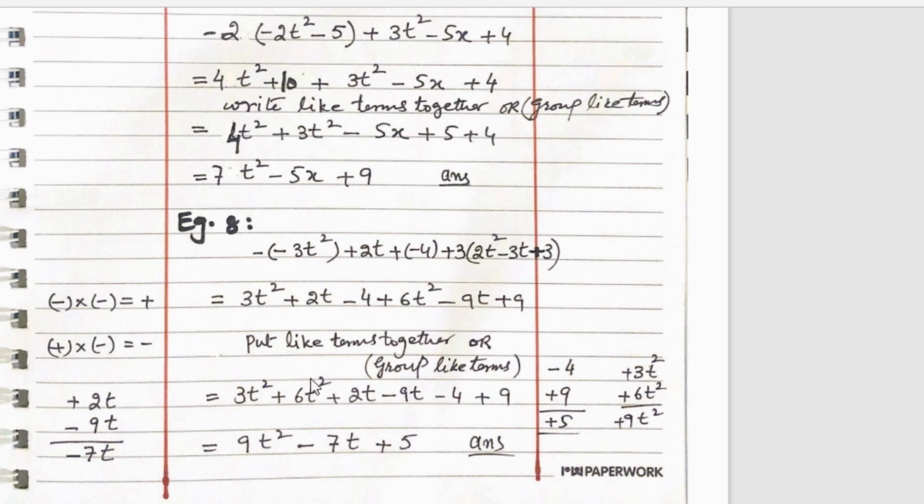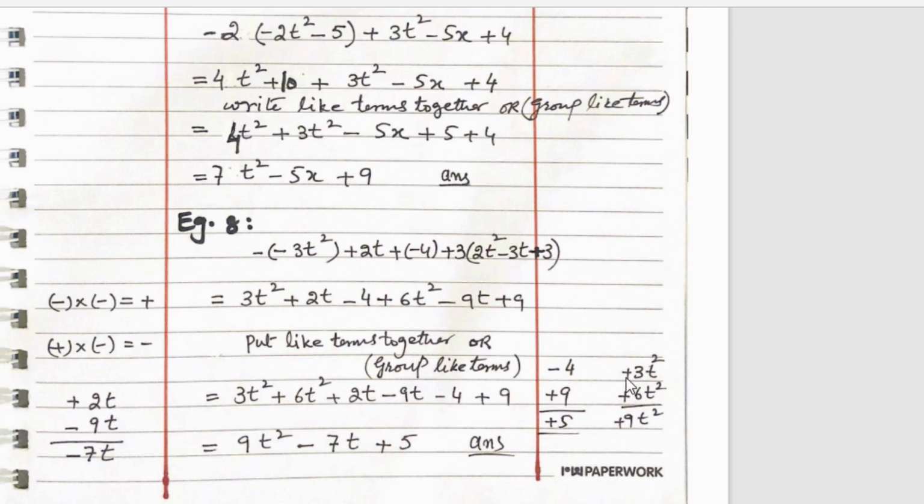Okay, again put like terms together or group like terms. So you can write down in short, group like terms. We are making the groups of like terms. Again, made it. Now come to the last step. Again, plus 3 t square plus 6 t square, 9t square, plus 2t. The rough work is written over here in the right and left columns.